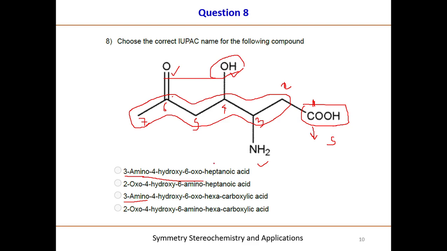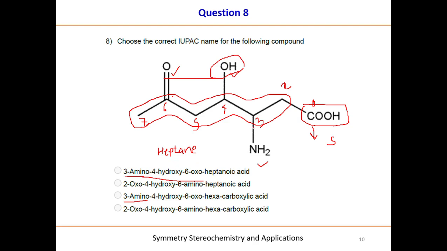Now you have to find out the parent chain name. This is a 7 carbon chain, that's why it's hept. So we will write here hept. Now we have to check whether any double or triple bond is present in the parent chain or not. There is no double or triple bond. That means it's an alkane system. So we will write directly heptane. Heptane, this is the parent chain name.